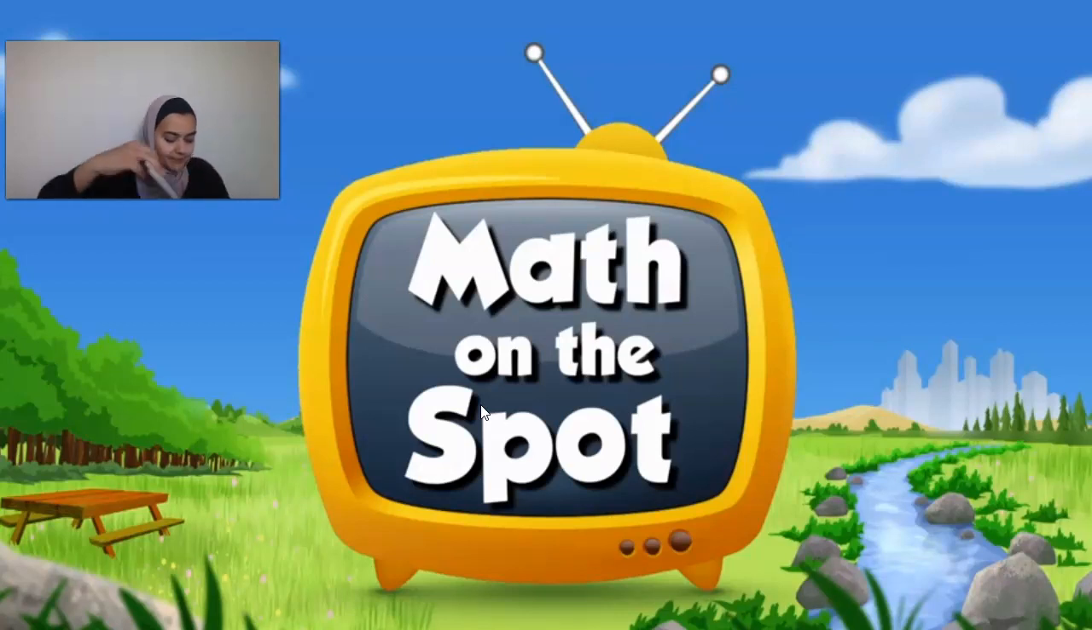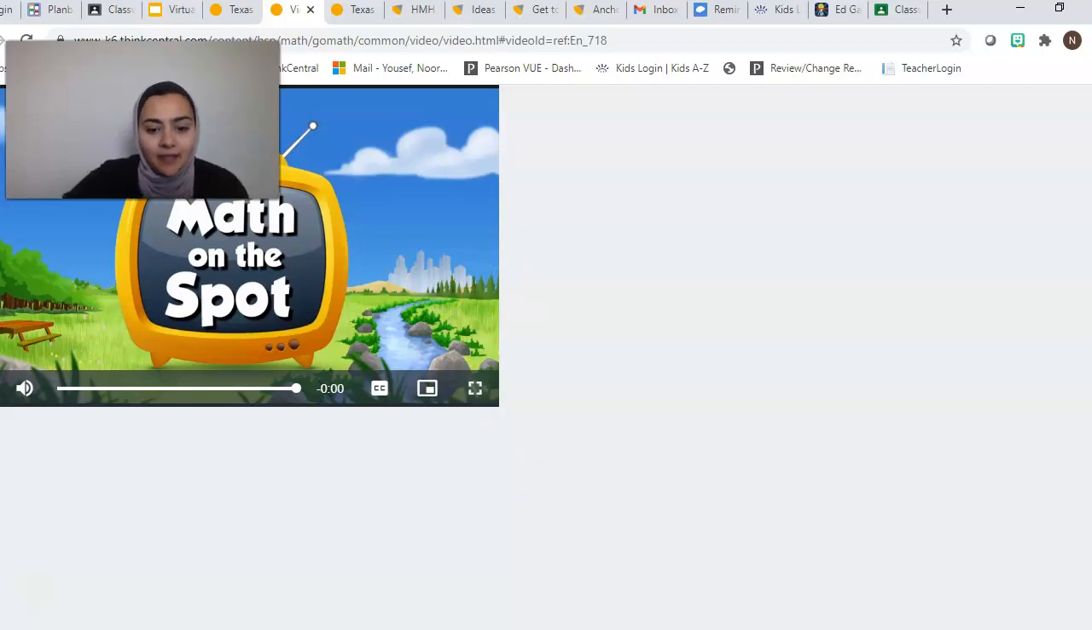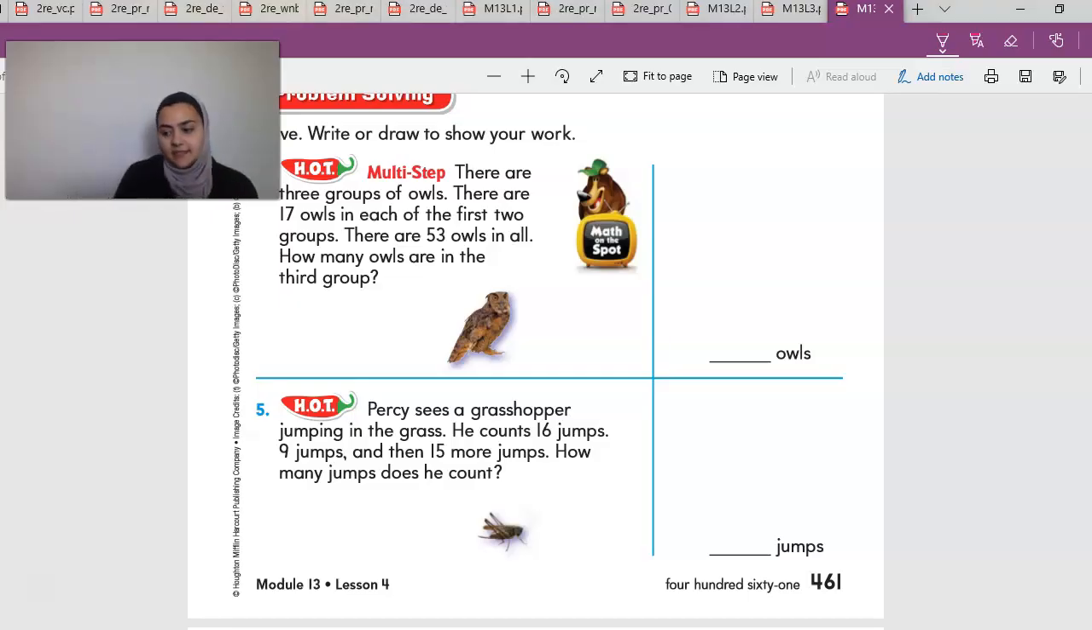All right, let's move on. Okay, let's move on and see if we can solve these now. It says there are three groups of owls. There are 17 owls in each of the first two groups. There are 53 owls in all. How many owls are in this group?